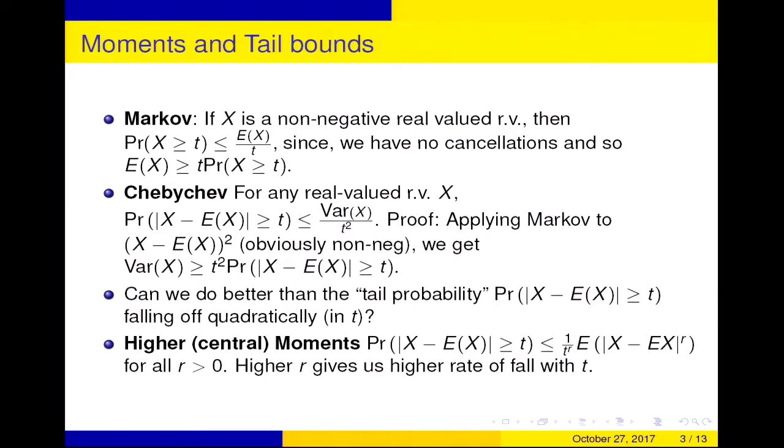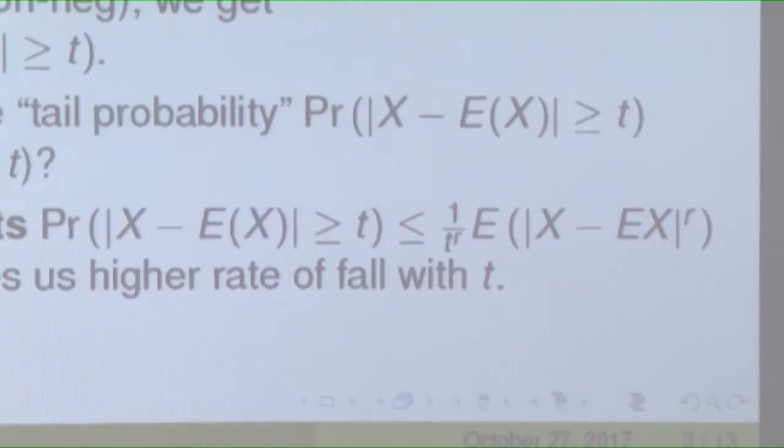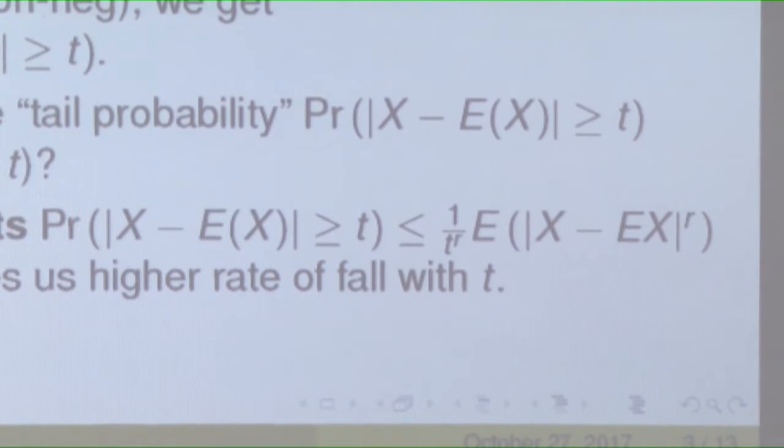So the higher the r is, the greater the rate of fall. You get 1 over t to the r. Okay. So that quantity doesn't depend on t. 1 over t to the r does. And if r is very high, then you get a very steep fall. But for that, you need to bound higher moments.